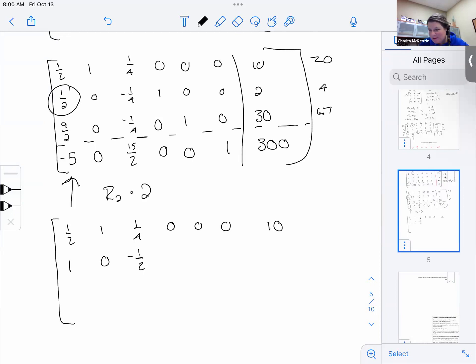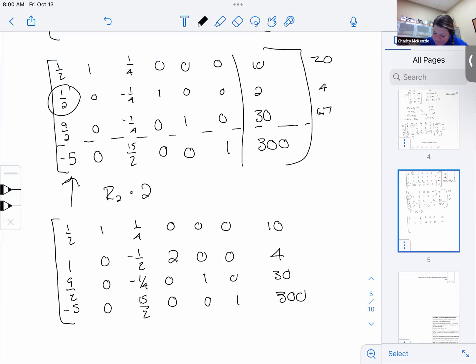2 times 4 is not 1/2. That's what I said, but I was really doing the 2/4 is 1/2. Okay, and then 2, 0, 0, 2 times 2 is 4. Okay, then this row, 9 halves, 0, negative 1/4, 0, 1, 0, 30, and then negative 5, 0, 15 halves, 0, 0, 1, 300. Okay, and then we're here.